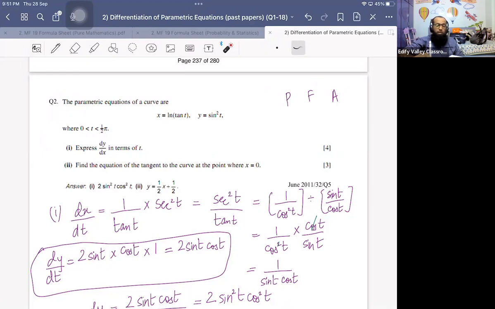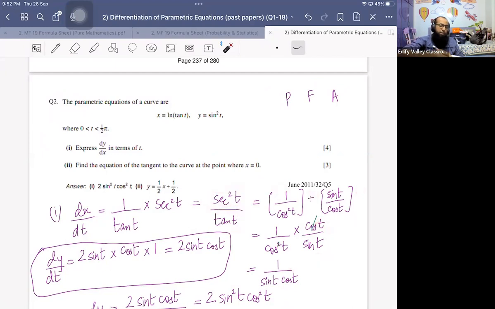Our answer would have been an equivalent answer given in the marking scheme. But over here, if we simplify, how will we simplify? We know that sec square t is 1 over cos square t, divided by tan t, which is sine over cos. Then division gets converted to multiplication, cos over sine, cos and square got cancelled. We are left with 1 over sine t cos t.